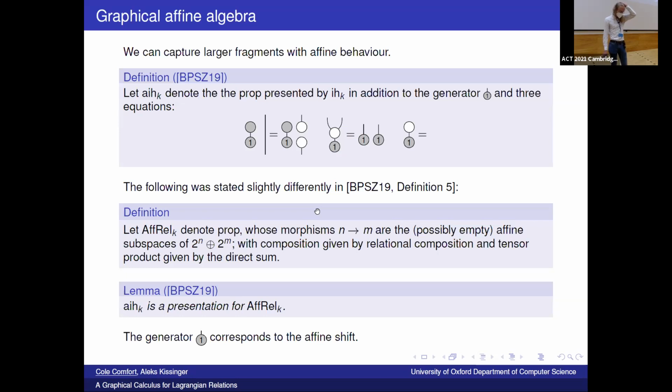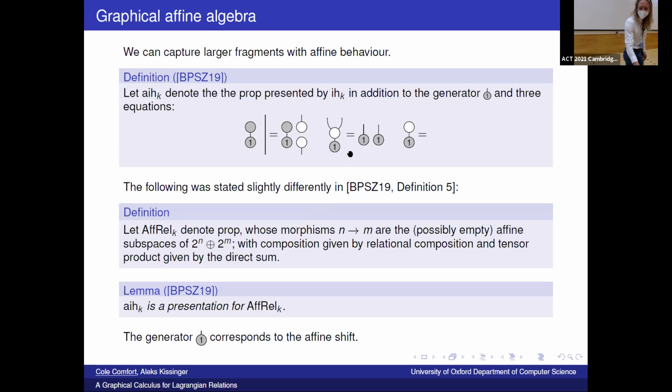Affine matrices over a field have a graphical calculus, and in particular affine relations over this field have a graphical calculus. The prop of affine relations has morphisms being affine subspaces of the product space. However, in this setting, an affine subspace can be empty. So this is just the affine version of linear relations, except you can have empty things.